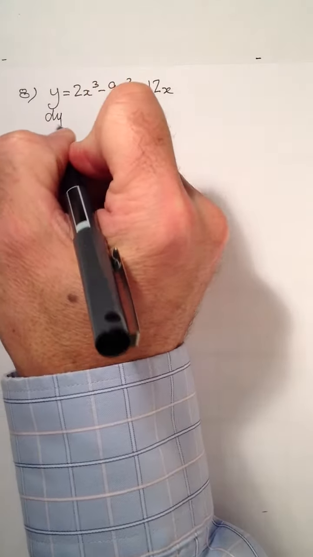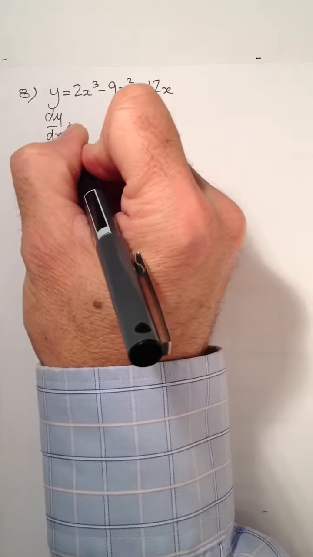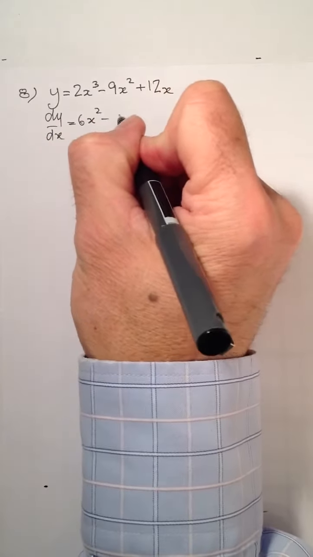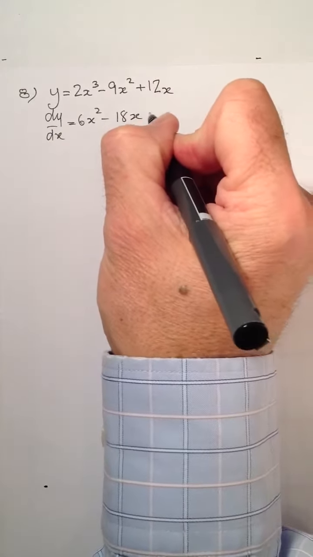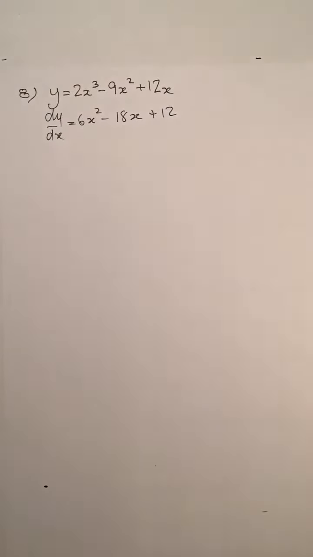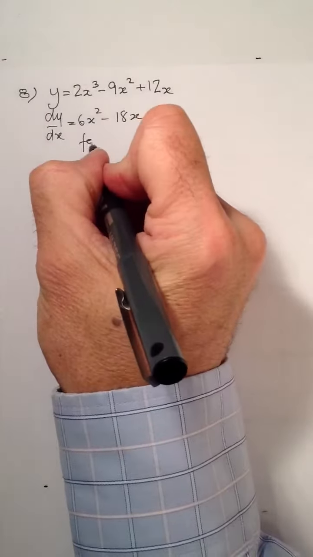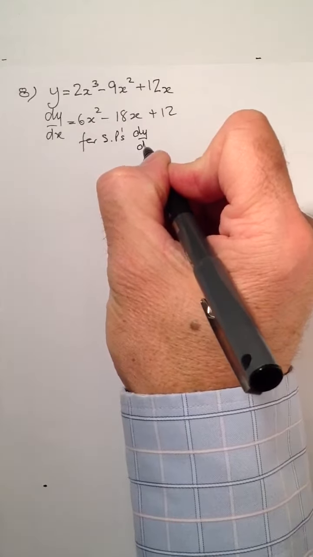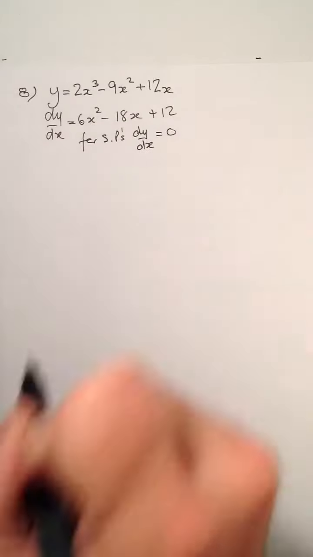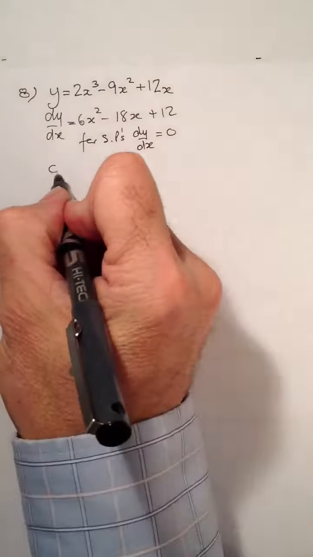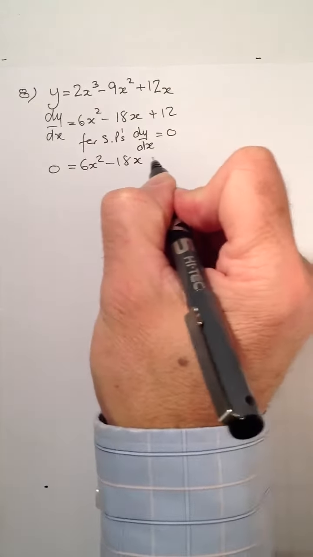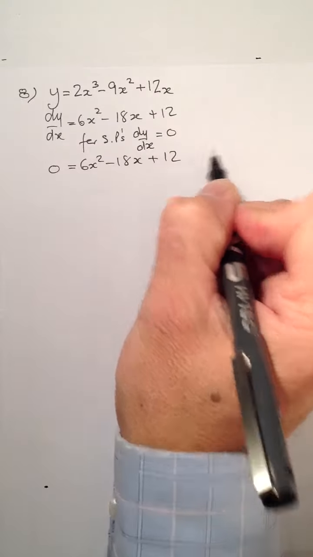First thing I'm going to do is differentiate. So dy by dx is going to be equal to 6x squared minus 18x plus 12. So that's it differentiated. For stationary points, dy by dx, the gradient, is equal to 0. And I've got 0 equals 6x squared minus 18x plus 12.